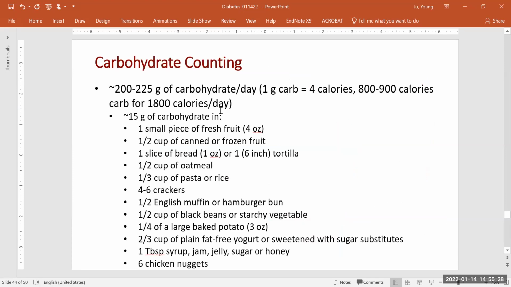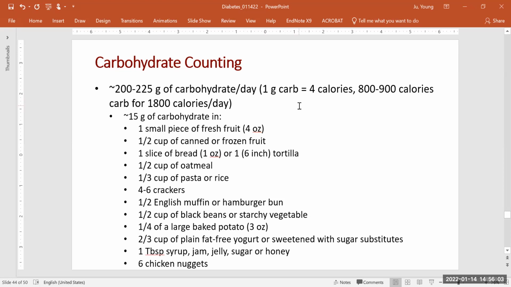Another tool is carbohydrate counting, also called carb counting, which is another meal planning tool. It's different for each individual with diabetes. On average, people with diabetes should aim to get about half of their calories from carbs. For example, for an individual consuming 1,800 calories per day, it's recommended to get 200 to 225 grams of carbohydrate a day.